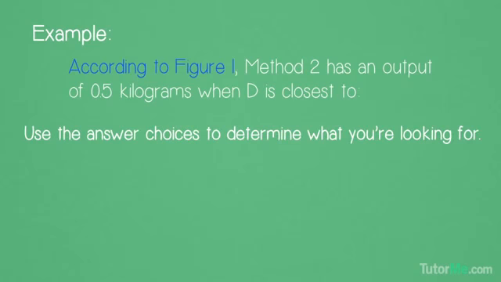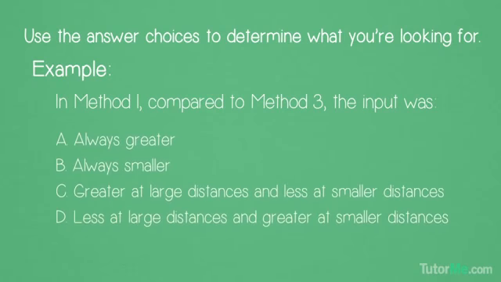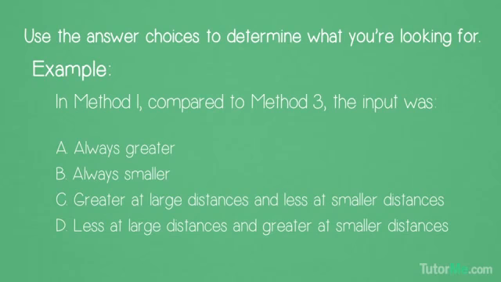Use the answer choices to determine what you're looking for. If you're confused about what a question is asking you to find, look at the answers for a hint. Here's an example. In Method 1, compared to Method 3, the input was A, always greater, B, always smaller, C, greater at large distances and less at small distances, D, less at large distances and greater at small distances. You can tell from the answer choices that the question is asking about the relation of the sizes of the input.